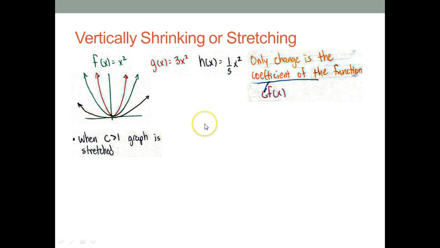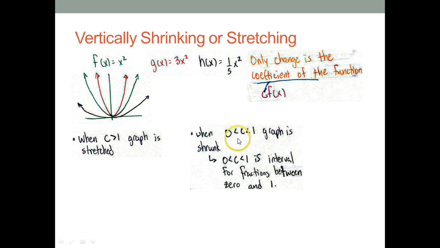And here, this is a fancy way of saying an interval for fractions between 0 and 1. So we see 1/5 is a value between 0 and 1. And what that does is the graph is shrunk because the y values are shrunk. And it appears wider and flatter.